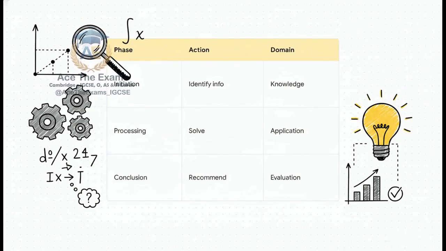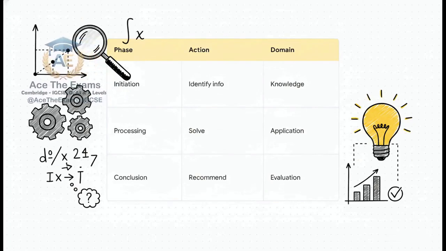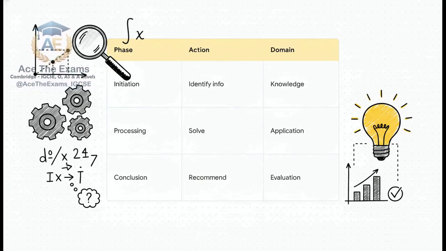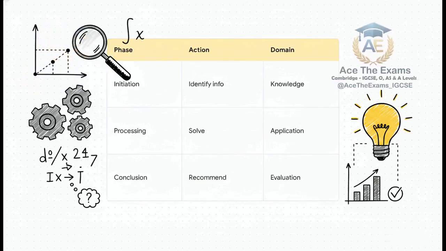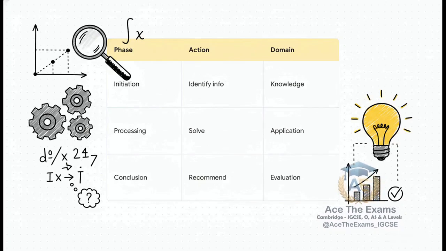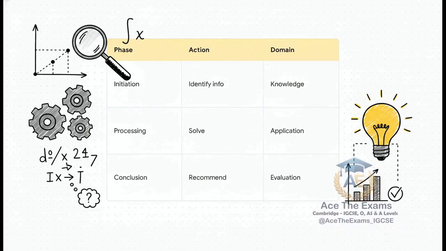Now, why is this specific 5-step process so incredibly powerful? Because it maps flawlessly onto the hidden architecture of the examiner's grading rubric. Let's look at the method mark strategy. Cambridge awards your marks progressively across 3 specific domains. The first phase is initiation. The action required here is simply identifying the given information. This satisfies the domain of knowledge and understanding. You literally secure marks just for extracting the correct limits and setting up the basic PDF integral equation correctly.